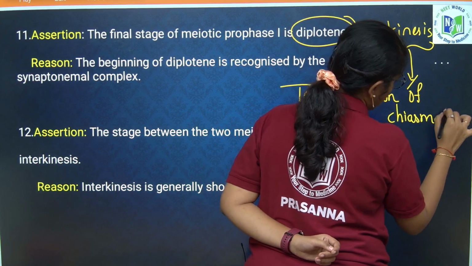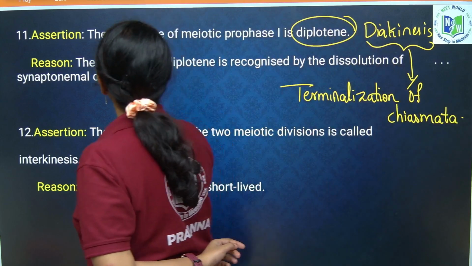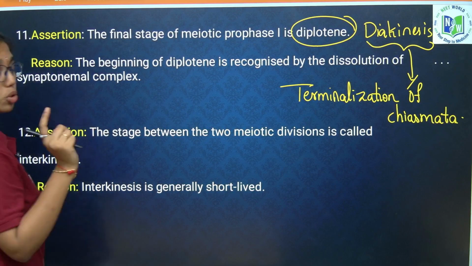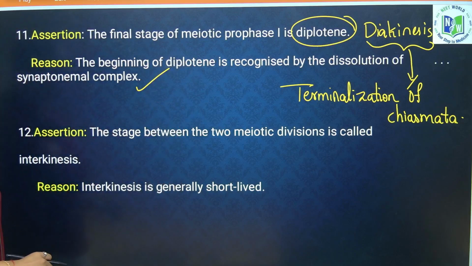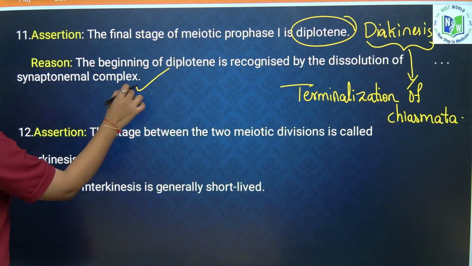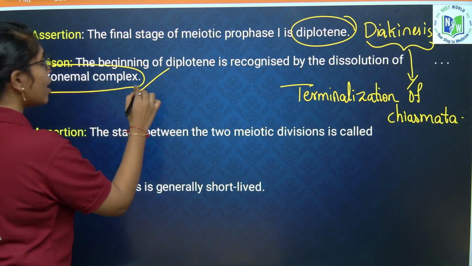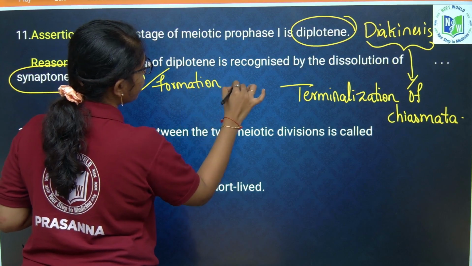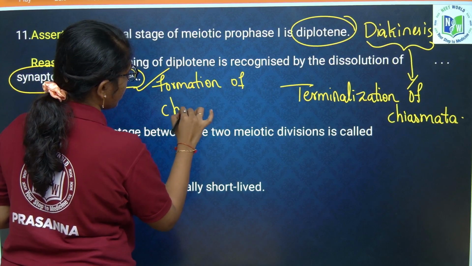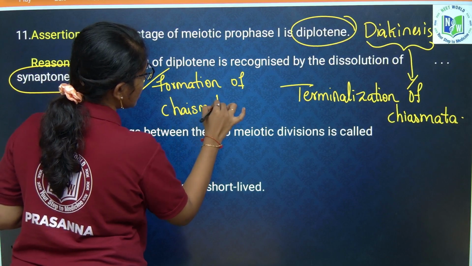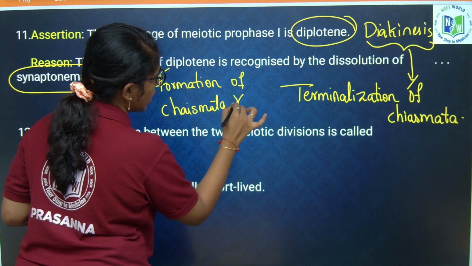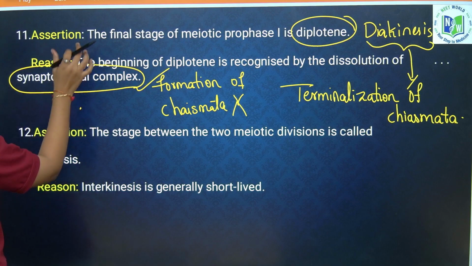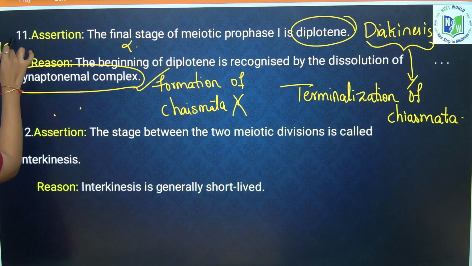Okay. Next, the beginning of diplotene is recognized by dissolution of the synaptonemal complex. True. The beginning of the diplotene stage occurs by dissolution of the synaptonemal complex, followed by formation of chiasmata, that is X-shaped chromosomes. So the reason is true and the assertion is false, then our option will be C.